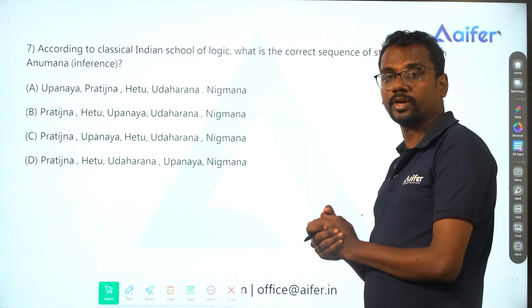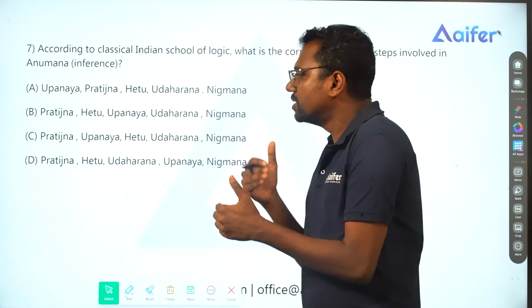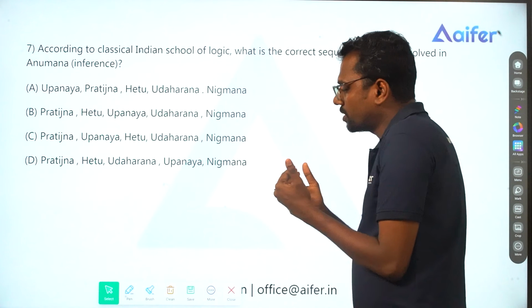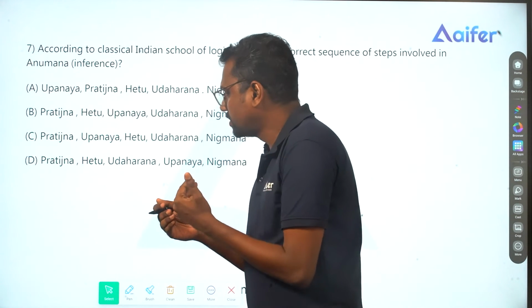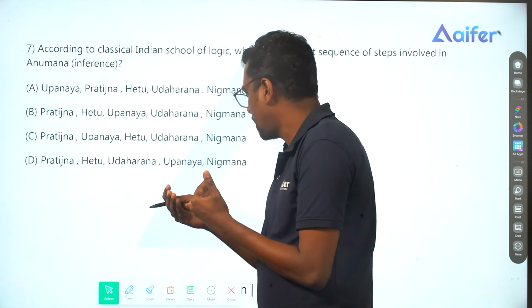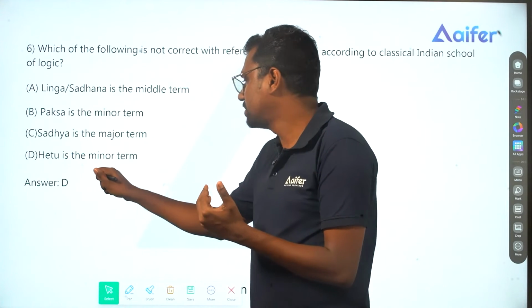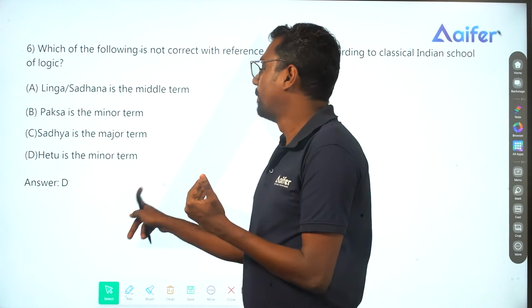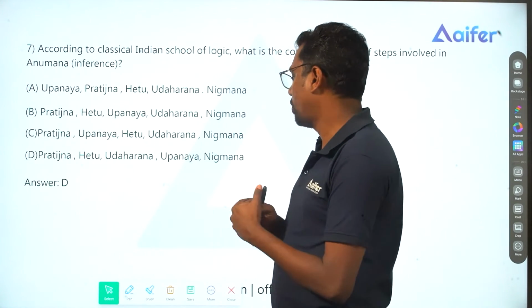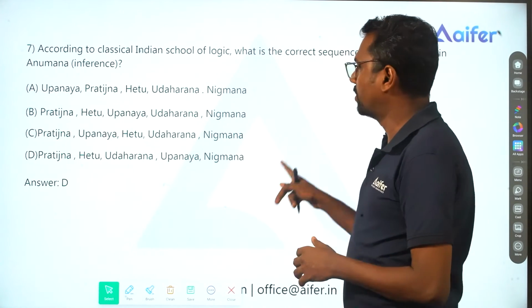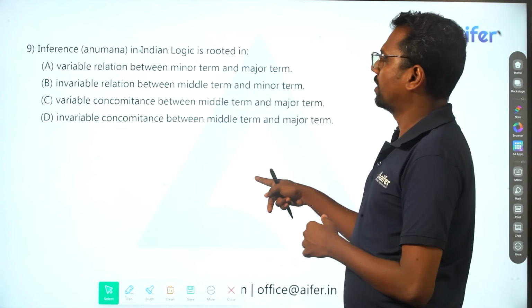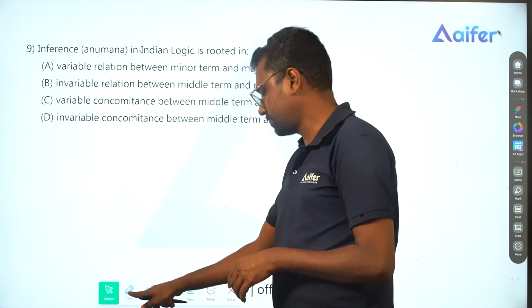So what is the correct order? The correct order is Pratigna, Hedu, Udaharana, Upanaya, Nigamana, which we have already studied. Then moving to the next one. Try to answer.